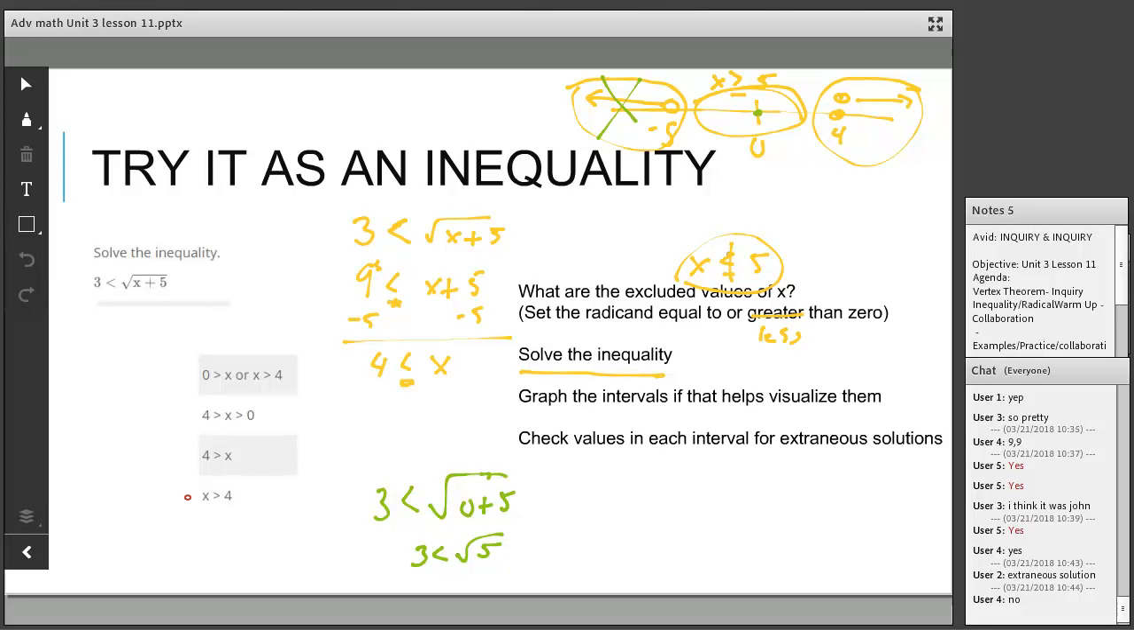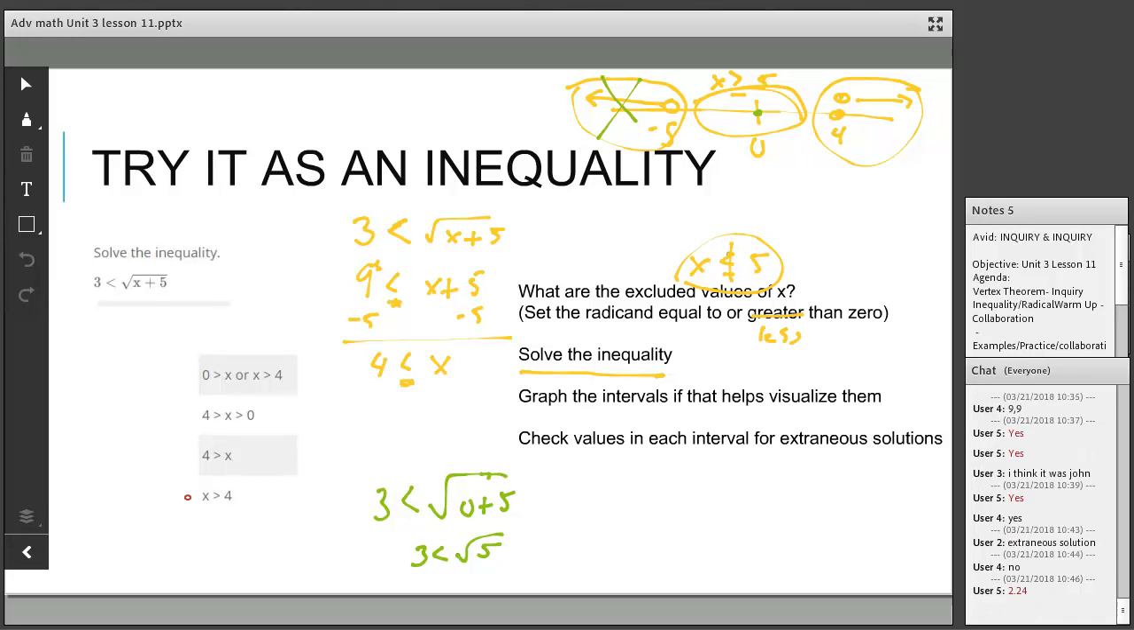What's the square root of 5? I suspect it's less than. John, I knew somebody would put it in a calculator for me. So we get 3 is less than 2.24. That is not a true statement. Not true. So we know this interval is not included in our solution set.